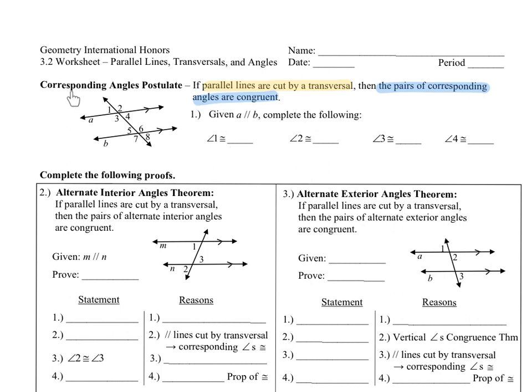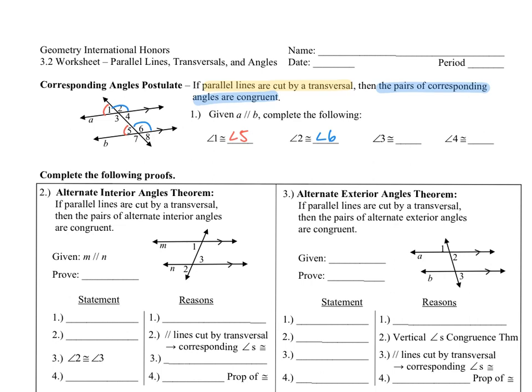Remember, the corresponding angles postulate says that if parallel lines are cut by a transversal, then the corresponding angles are congruent. So let's look at angle 1 and determine what is the angle that corresponds to it. That would be angle 5. So angle 1 is congruent to angle 5. And then let's take a look at angle 2. Angle 2 corresponds to angle 6, so we would say that angle 2 is congruent to angle 6.